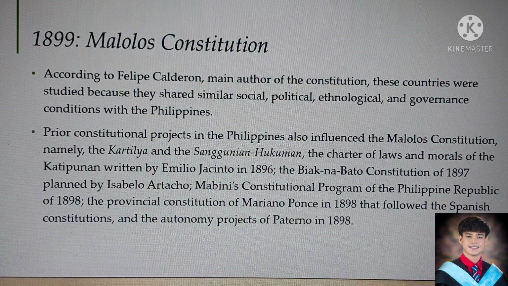So, dito sa Malolos Constitution, marami talagang pinanggalingan ng kanyang mga batas, ng kanyang mga articles. So talagang pinagtagpi-tagpi itong mga tinatawag nating mga batas na ito mula sa iba't ibang saligang batas.